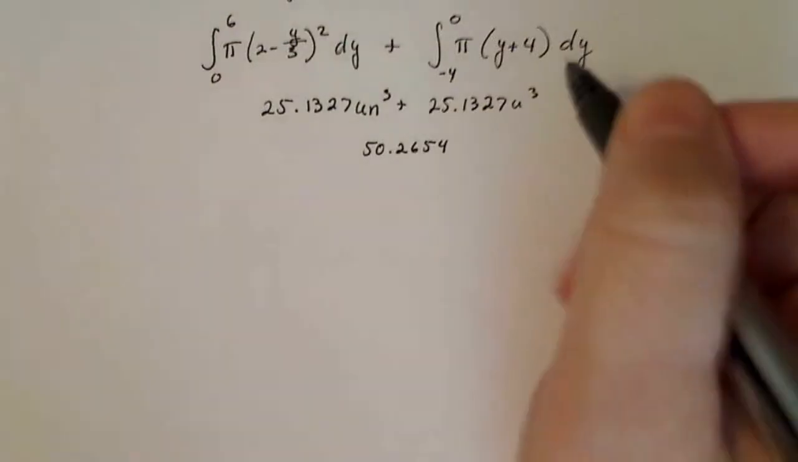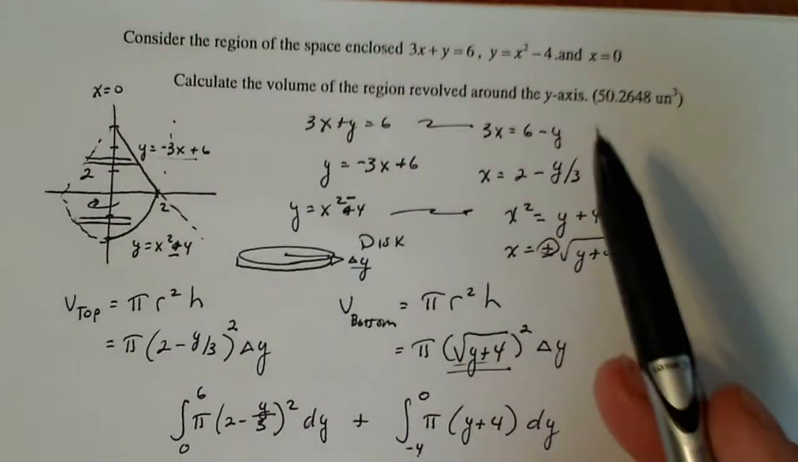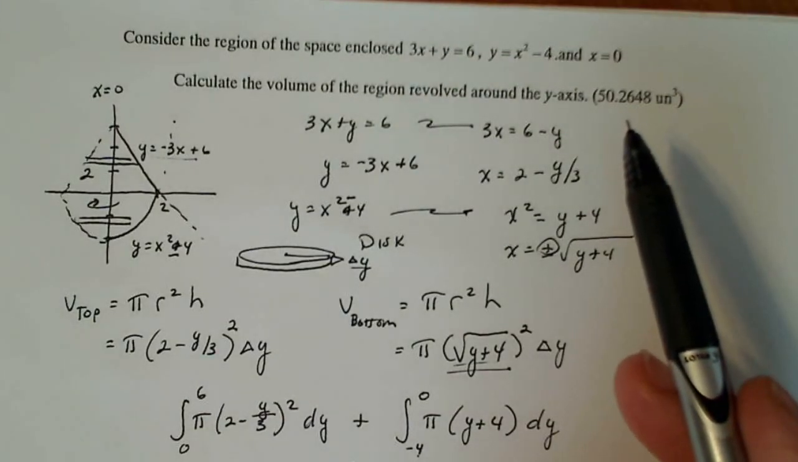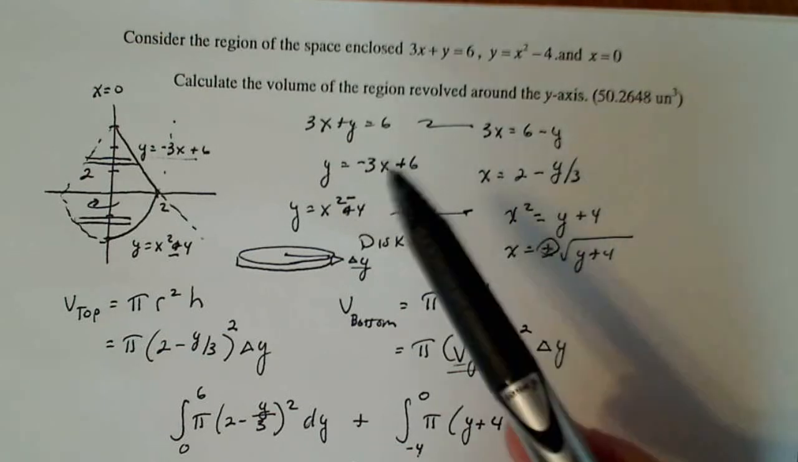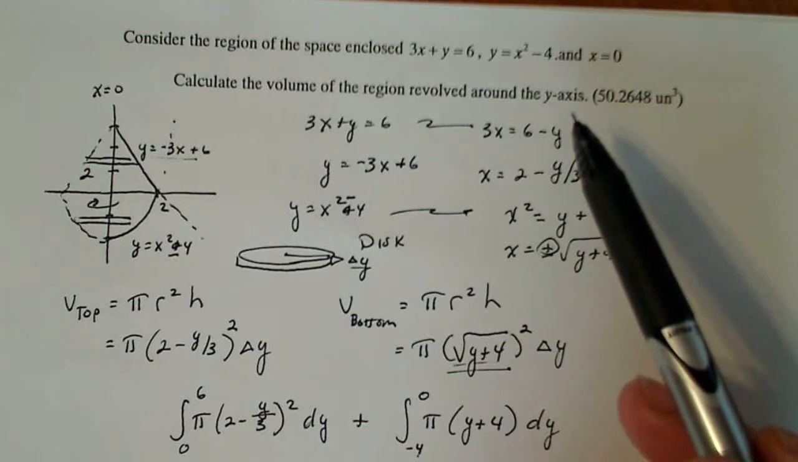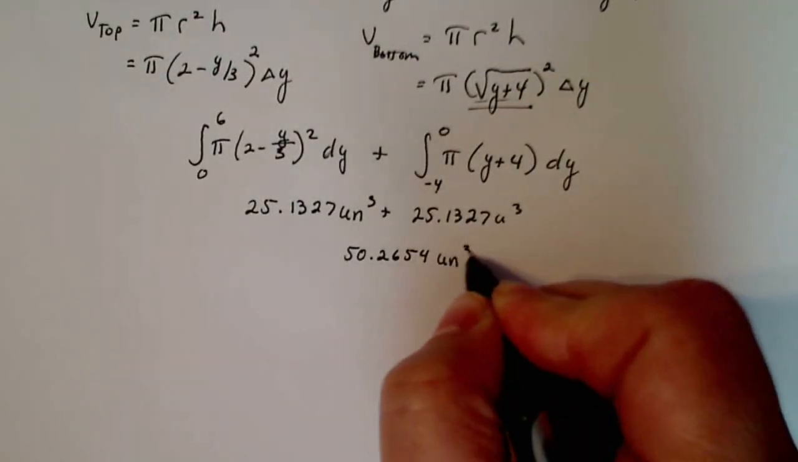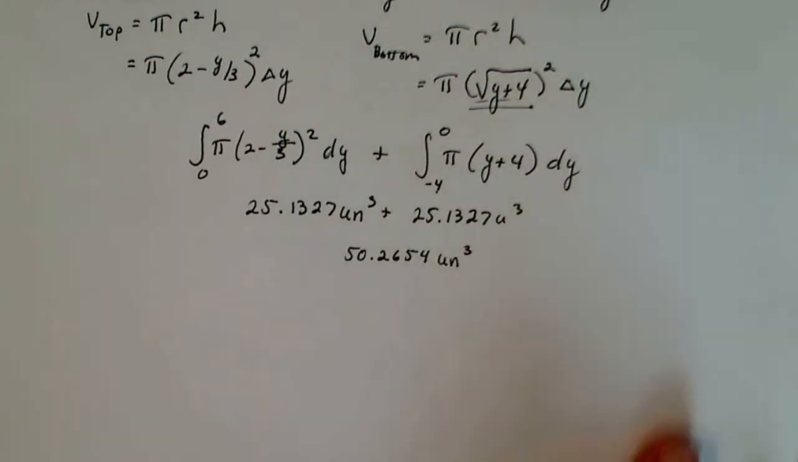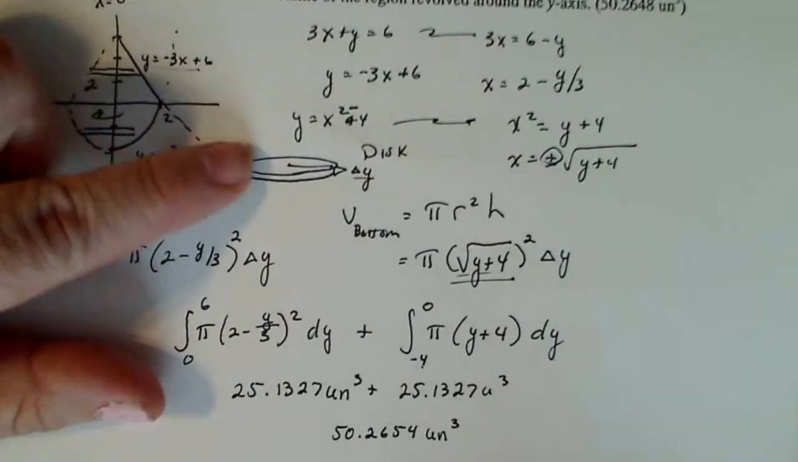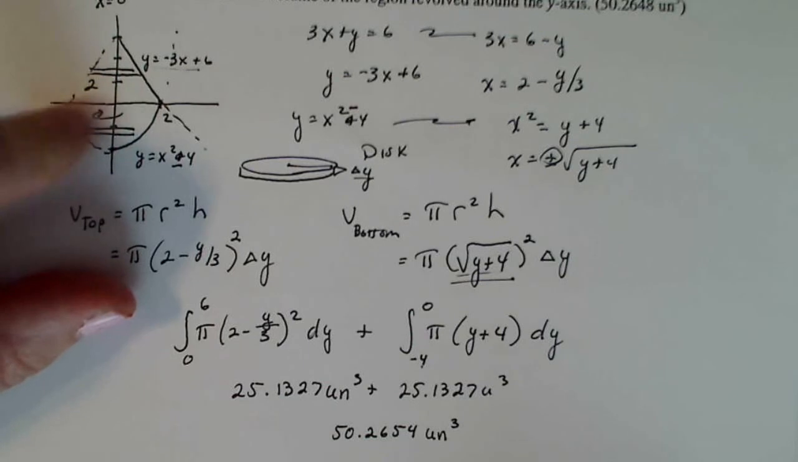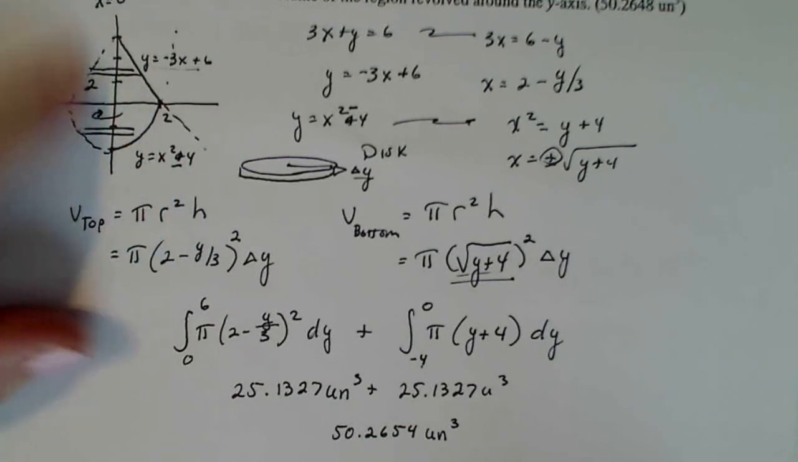50.2654. Now it looks like I'm off a little bit up here. What I used to get this number here was the numerical program. So I used Simpson's rule, and because of the nature of the graph, it may have caused more error. But we're close within a couple decimal places, so I think we're good. So it's 50.2654 cubic units of this shape being revolved around the horizontal axis or vertical axis.